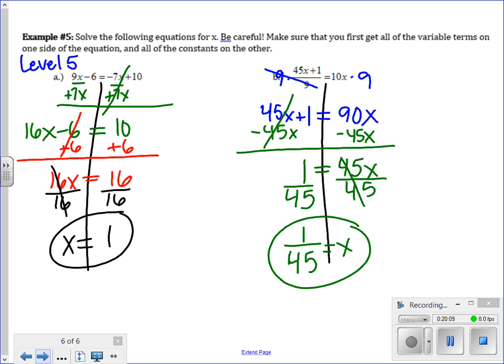All right, that is all 5 levels of solving equations. There is practice on Canvas for level 5. I would stop the video now, go back to Canvas and look at that practice along with the answer key and the notes and practice video.